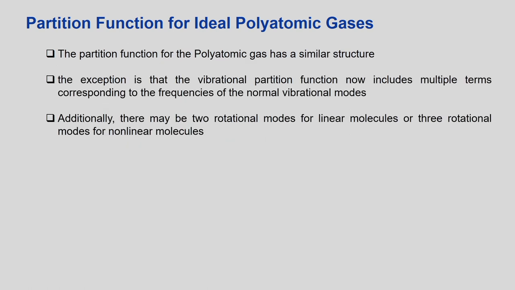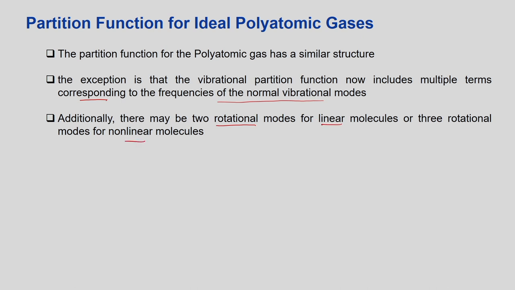So, the partition function of a polyatomic gas has a similar molecular structure. The exception is that, as we just saw, the vibrational partition function now includes multiple terms corresponding to the frequencies of the normal vibrational modes. So, you have to multiply the terms from 1 to 3n minus 5 or 3n minus 6 based on how many frequencies it has. Additionally, there may be 2 rotational modes or 3 rotational modes, depending upon whether the molecule is linear or nonlinear.